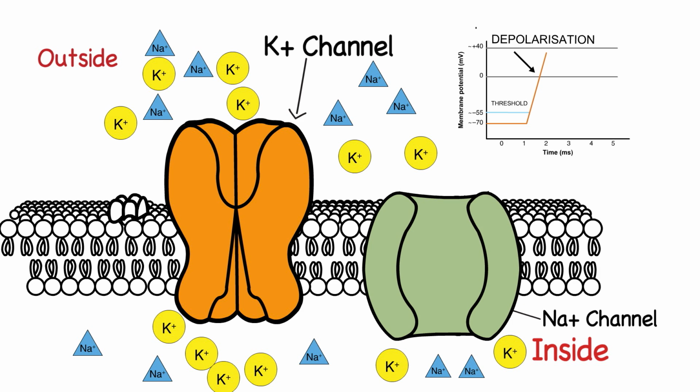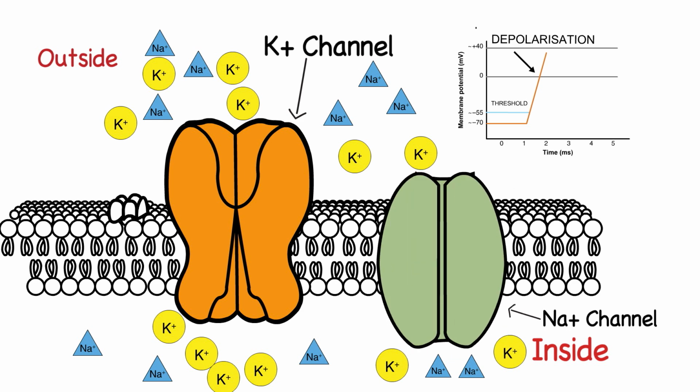Entry of the sodium ions causes the membrane potential to depolarize to a peak. This influx of positive ions creates the electrical signal known as the action potential, which then flows down the axon. When the action potential reaches this peak, the sodium channels begin to close.